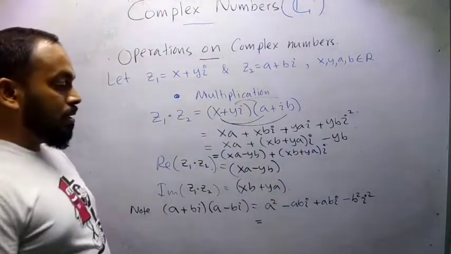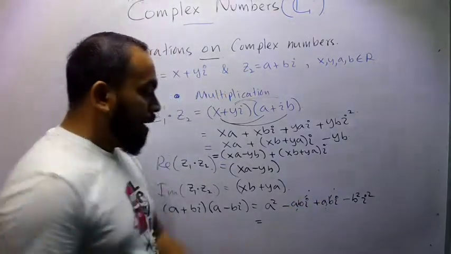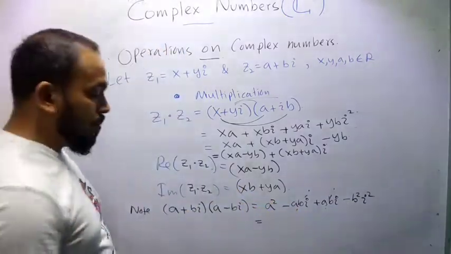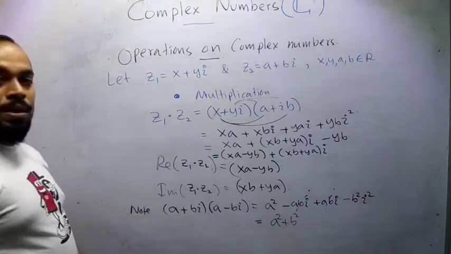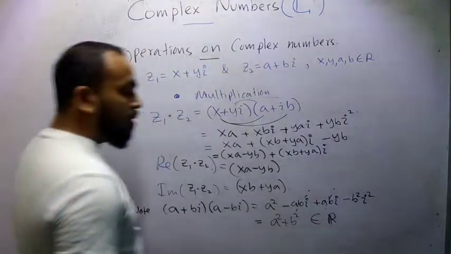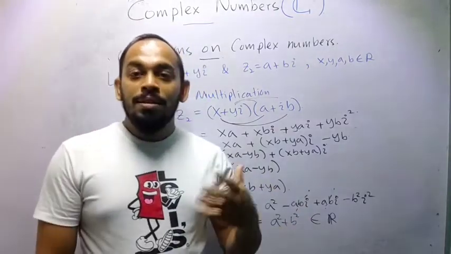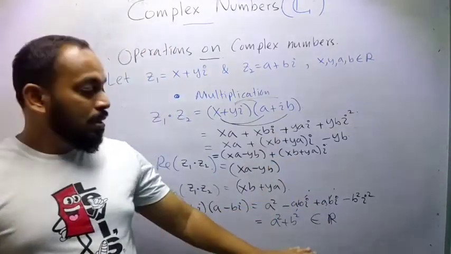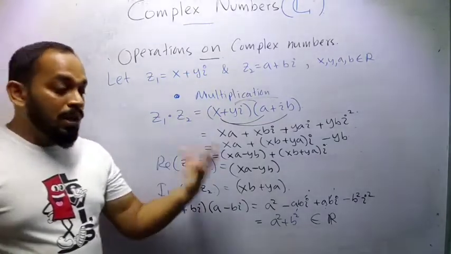So what do you get here? These two cancel out. And for this one, i squared is negative 1. Negative 1 multiplied by this negative sign here gives you a positive, and finally you get a squared plus b squared. What is this? a squared plus b squared is a real number. Of course, this is a complex number, but this is special. This is a complex number that is pure real. Pure real number. This is very important when it comes to division.